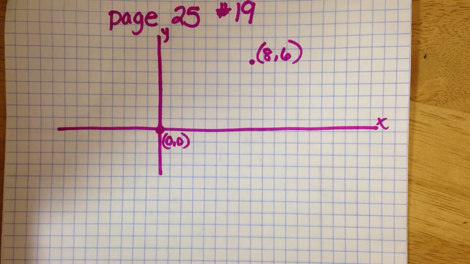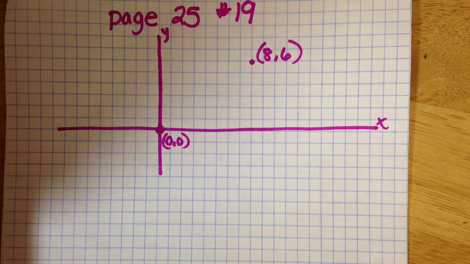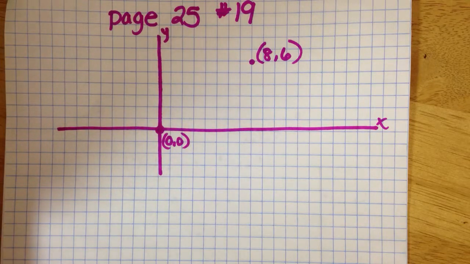Okay, these are questions number 19 and 25 on page 25. Both have similar directions, but the first part is different. For number 19, the directions are asking you to find the distance between the 2 points, but it's asking you to use the Pythagorean theorem.